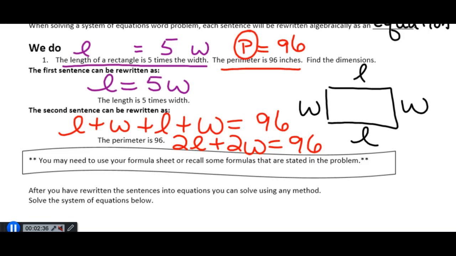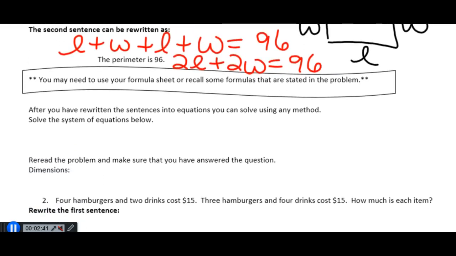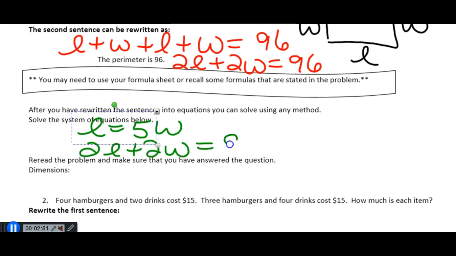Now that we have our 2 equations with 2 variables, we can solve it. So here are my equations. I have length is equal to 5W, and then I have 2L plus 2W is equal to 96. And then I just decide what method I want to use. For this one, substitution would be the best because I have one of the equations solved for one variable. I know that L is 5W. So I am going to replace L right there with 5W.